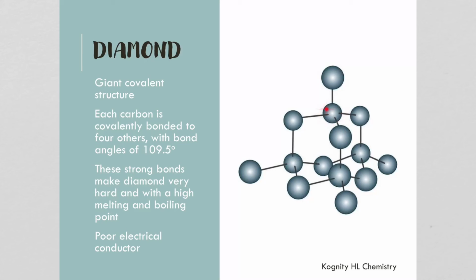So if you take a look, this carbon, if you look at the 4 that are attached to it, that looks like a tetrahedral shape, and that's what explains these 109.5 degree angles, because tetrahedrals also have the same bonding. So again, very strong and very hard.